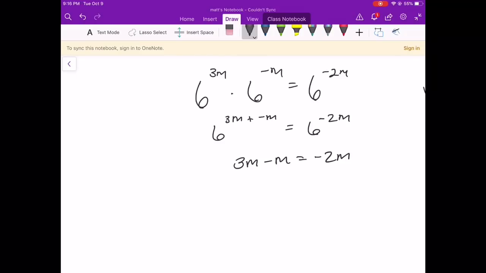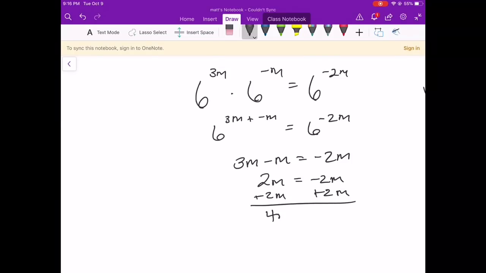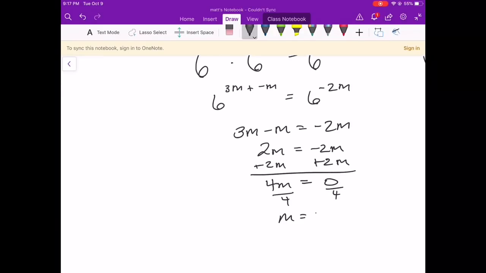And interestingly enough, everything's an m, so that lends itself to thinking maybe something interesting could happen, but let's just continue to solve. So 3m minus m makes it 2m equals negative 2m. I'll add 2m to both sides so that I can get all the m's on the same side. And when I add 2m over here, I'm left with just 0. So divide both sides by 4 in an effort to get m by itself. m is equal to 0.